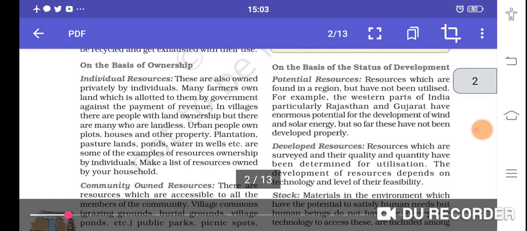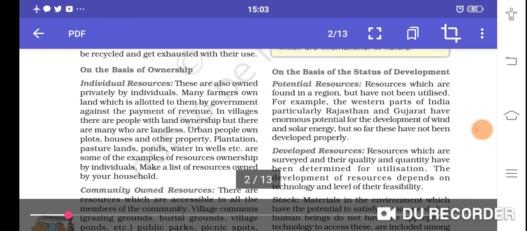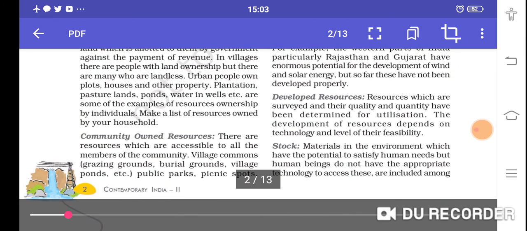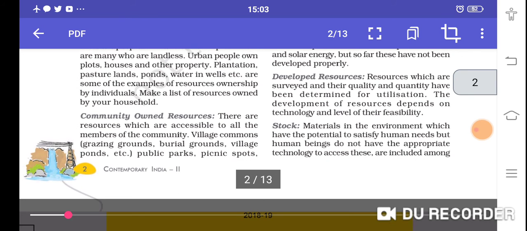Okay, so individual resources are the resources which are owned by individuals or groups of individuals, like a farm of a farmer, fields. You all have your fields that are your individual resources. If you want, you can give them to anyone. If you don't want, you can use them by yourself only. So that type of resources are called individual resources. And just try to make a list of some other resources owned by your household.